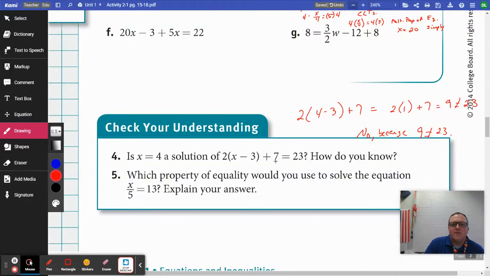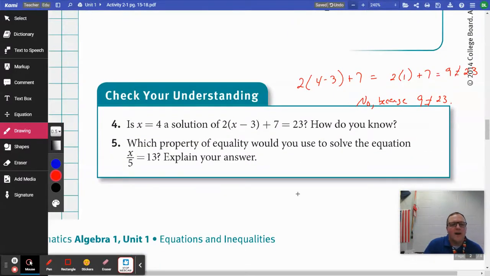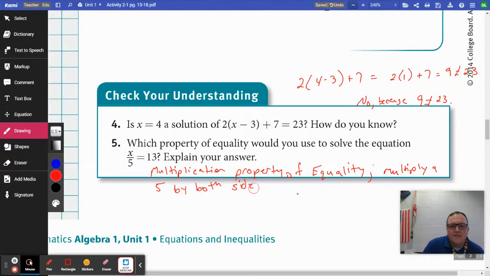Which property of equality would you use to solve x over 5 equals 3? Well, it's dividing, so you have to use the opposite. The opposite is multiplication. So you would use the multiplication property of equality, because you would have to multiply both sides by 5.